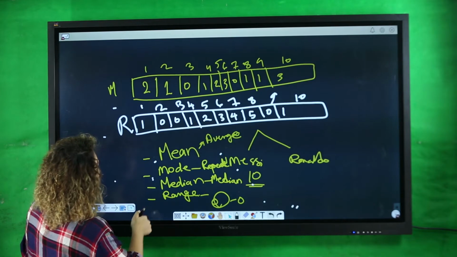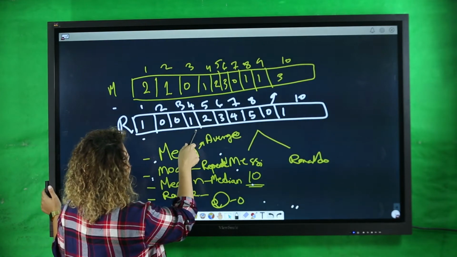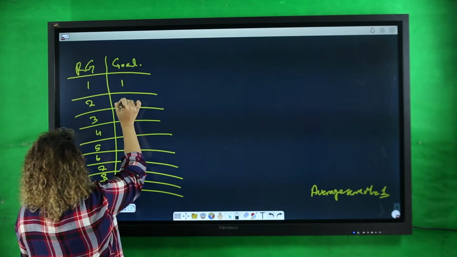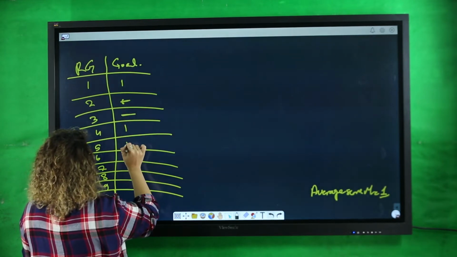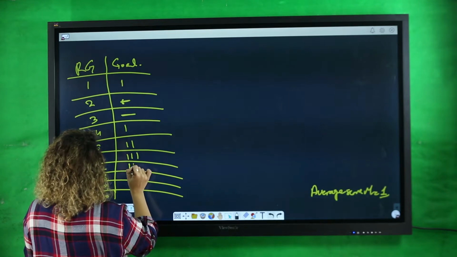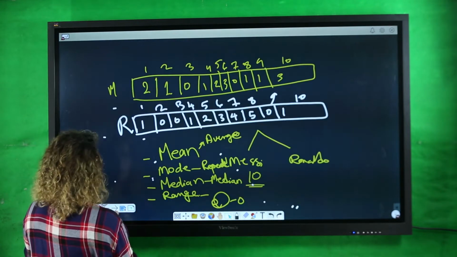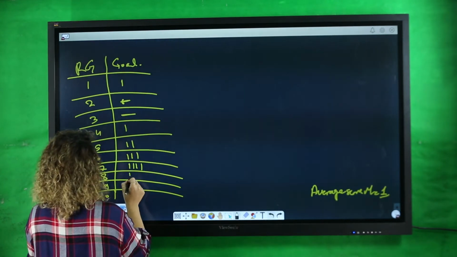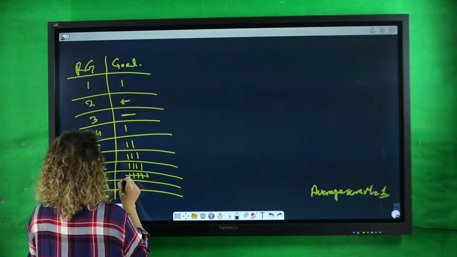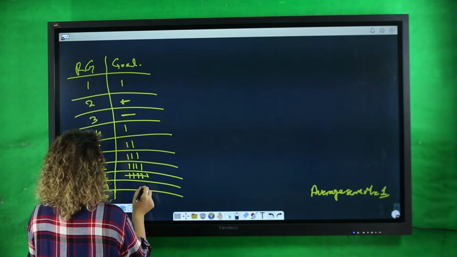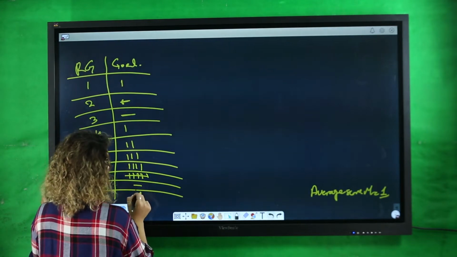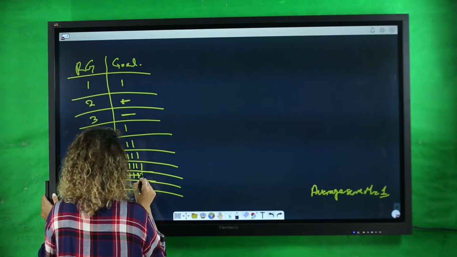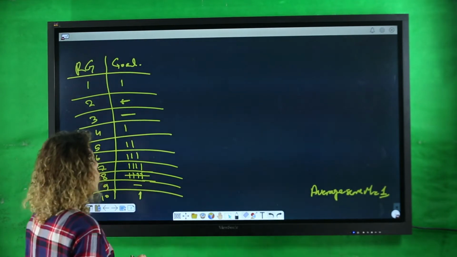Going back, he scored 1, 0, 0, 1, 2, 3, and 4. After that, he scored 5, 0, and 1. Okay?